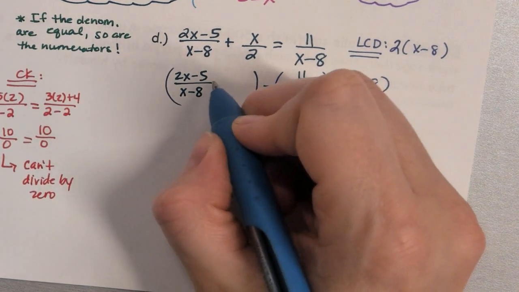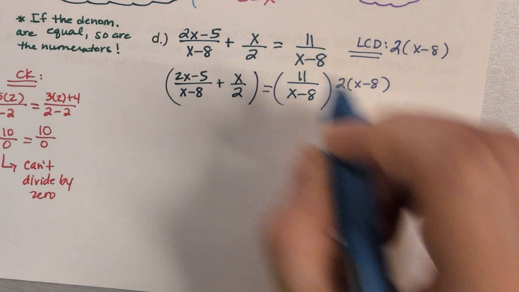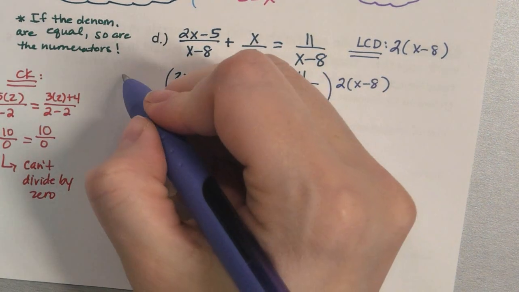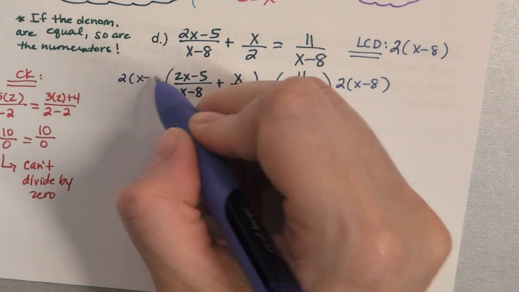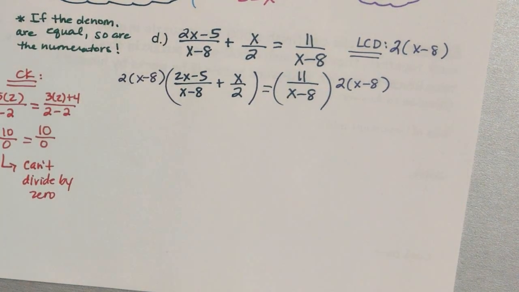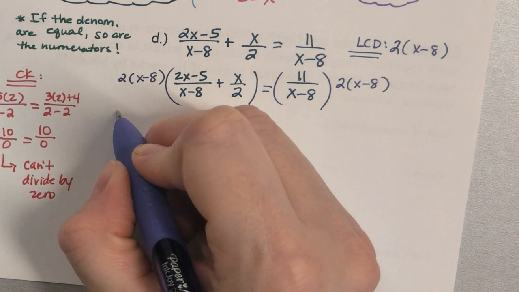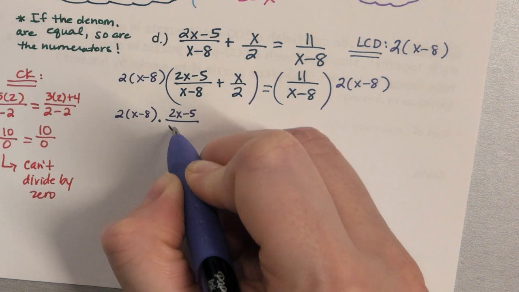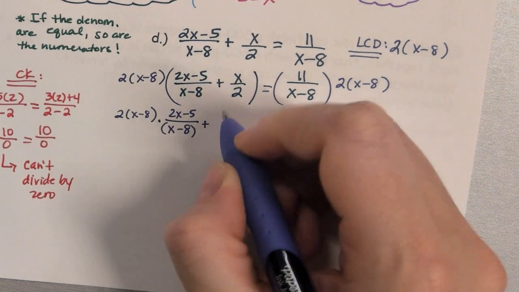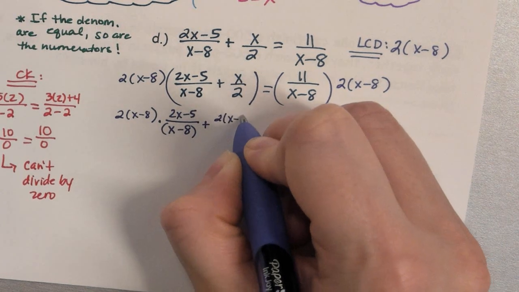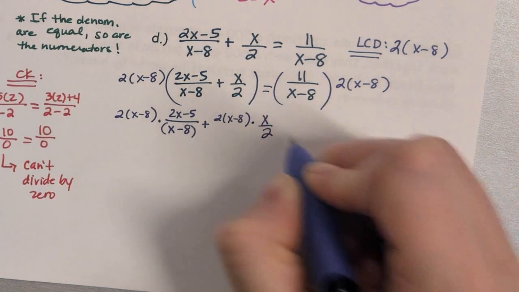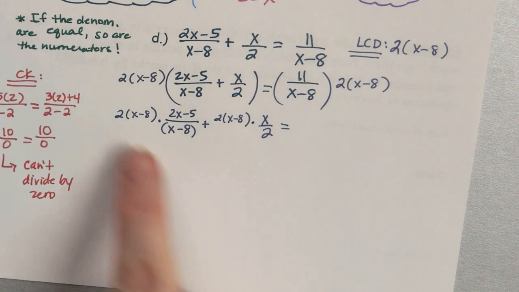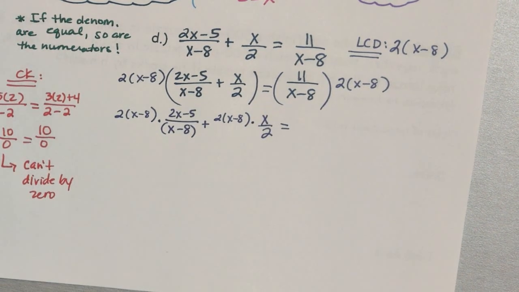And if you wanted to, you could also do the distribution right away. In fact, that's probably what I would do instead of writing it out twice. Right, so you have 2 times x minus 8 times 2x minus 5 over x minus 8 plus 2 times x minus 8 is x over 2 equals, so you could do this as that step. That's perfectly fine. Saves you a little bit of writing.